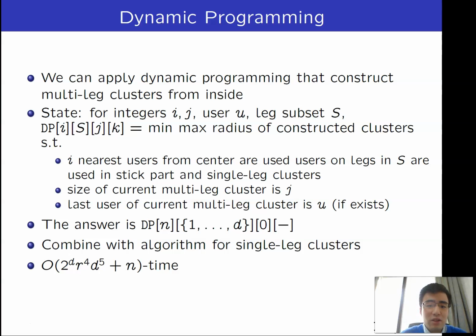We look at the users in increasing order of distance from the center and construct the multi-leg clusters from inside to outside in that order. The state of the dynamic programming is integers i, j, user u, and leg subset S, where dp[i][j][u][S] is given by the minimum maximum radius of previously constructed clusters, subject to the i nearest users from the center being used, and the users on legs in S also being used, and the size of the current multi-leg cluster being j, and the last user being u.